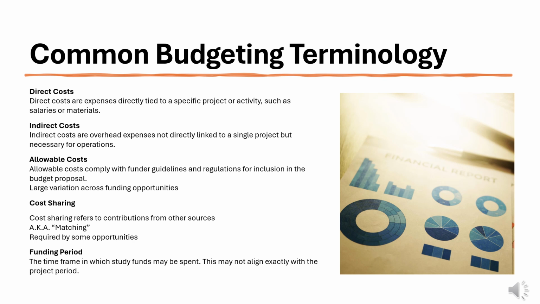The funding period defines the specific time frame during which the allocated funds must be used. It's important to note that this may not 100% correspond to the project period. For example, you may have 18 months to complete a project, but only 12 months to spend the money.